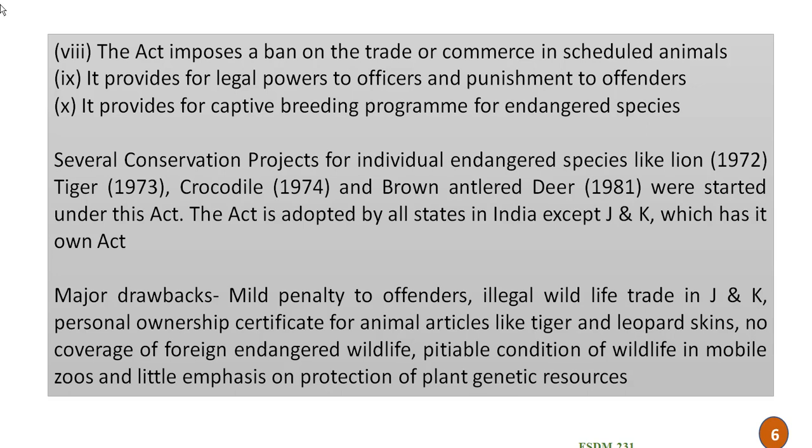So these are some of the drawbacks of the Act, in which only a mild penalty is given to offenders, and personal ownership certificates are also provided, through which tiger or leopard skins are in danger. There is no coverage of foreign endangered wildlife species, there is the pitiable condition of wildlife in mobile zoos, and little emphasis is given to the protection of plant genetic resources. These are the major drawbacks of this Act.